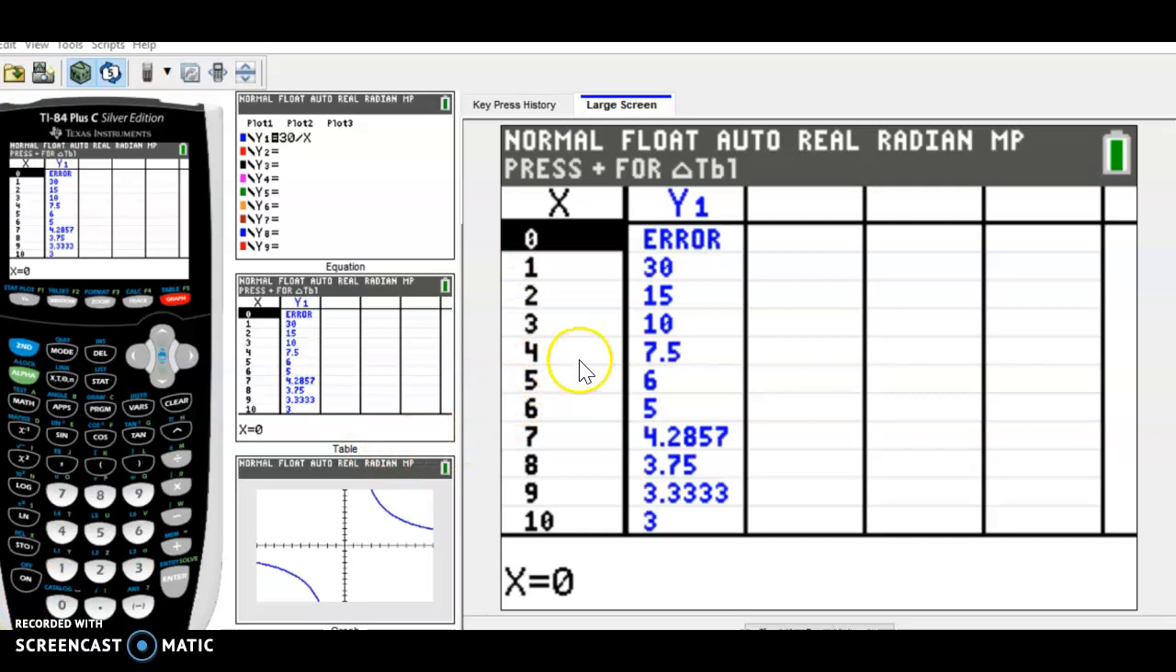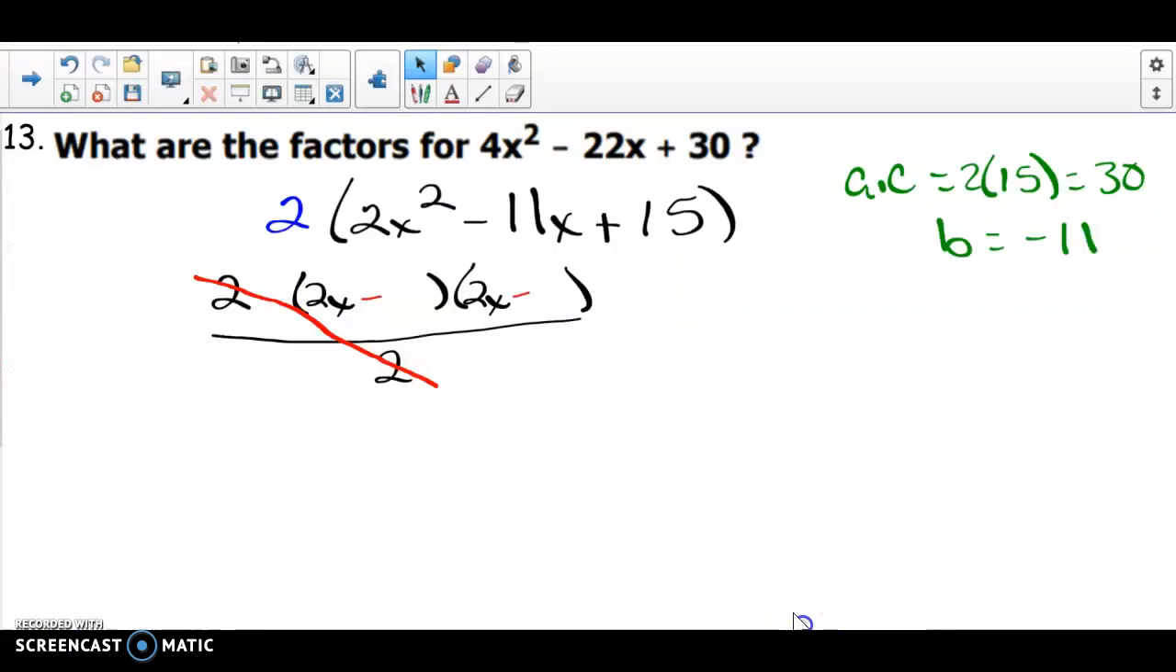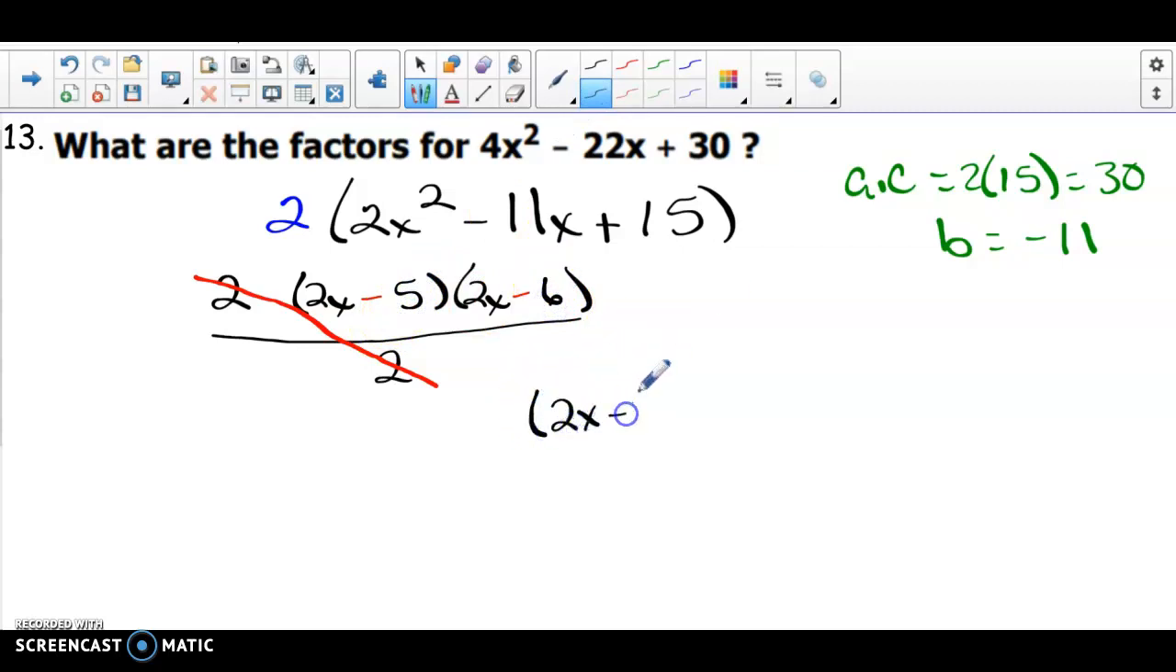Okay, factors of 30, that when we add, we get 11. Those are 5 and 6. So I'll have a 5 in one parentheses, and I'll have a 6 in the other. Now, the 2x minus 5 stays the same. I can take a 2 out of this, and I have left x minus 3. So all of this would be my factors.